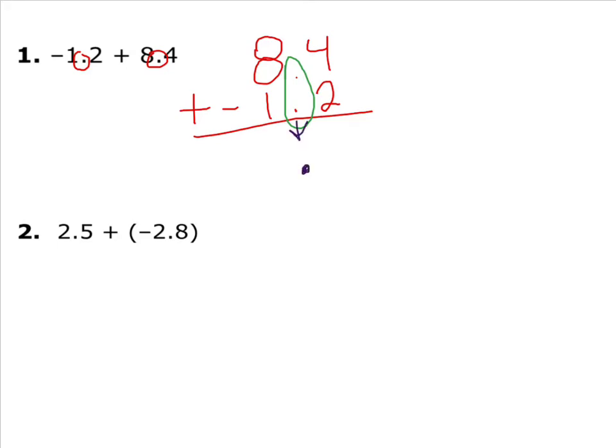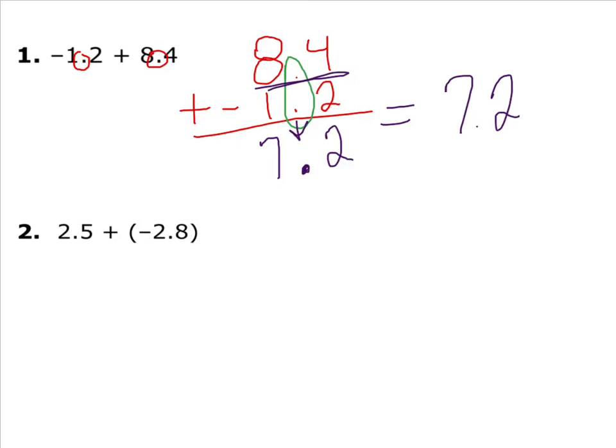Then I'm going to subtract. 4 minus 2 is 2. 8 minus 1 is 7. The 8.4 is larger than my 1.2. Therefore, I have to keep the sign of my 8.4, which is positive, so my answer is going to be 7.2. That's all there is to it. Let's take a look at our next one.